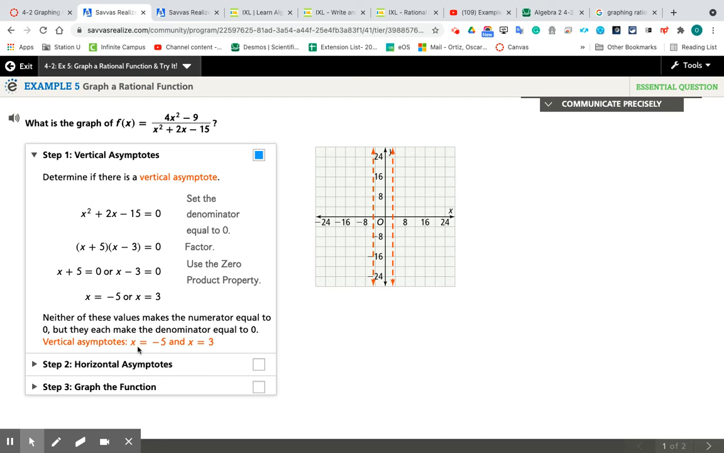So that means that those in fact are vertical asymptotes, and you can see those right here. So you will start by drawing those two vertical lines.